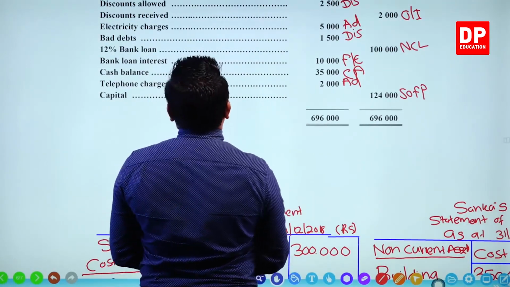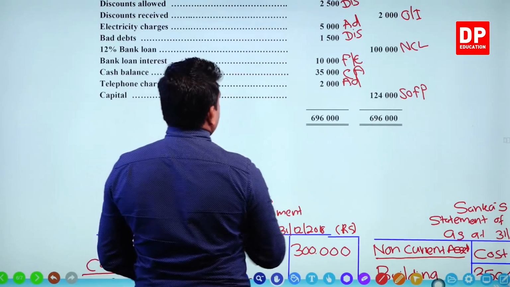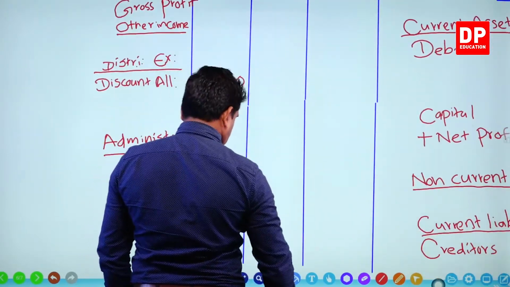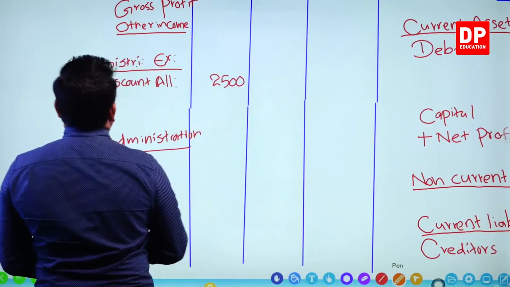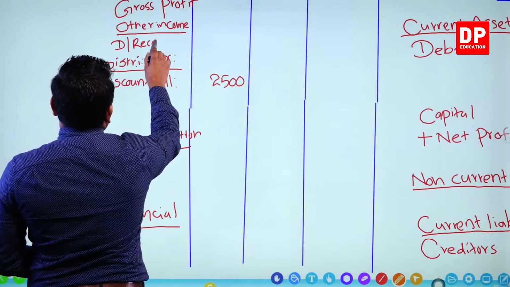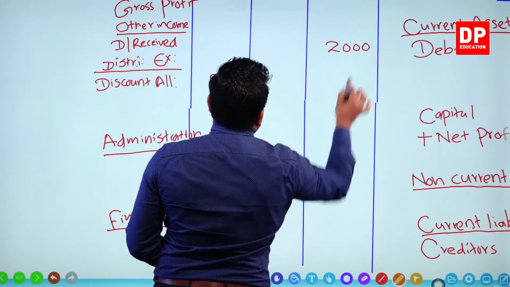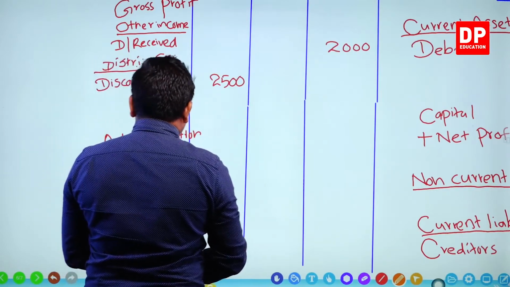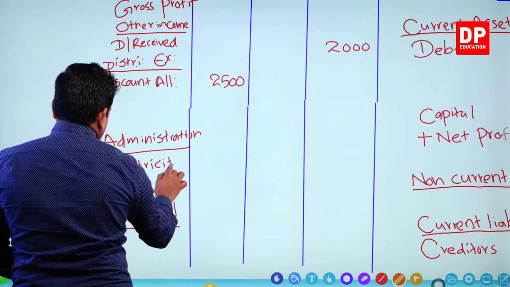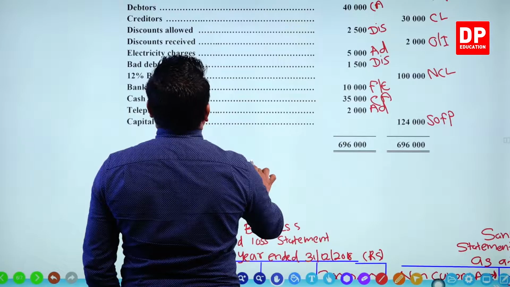Discount received 2,000, electricity 5,000. Discount received. Only one other income, so that's why we bring it to the corner. Then electricity 5,000, it comes under the administration.